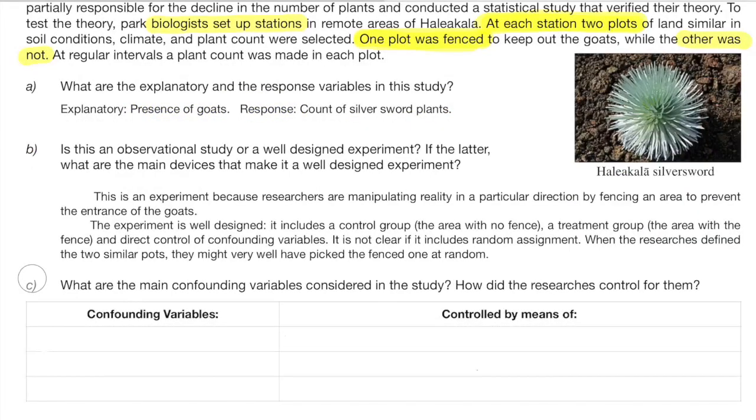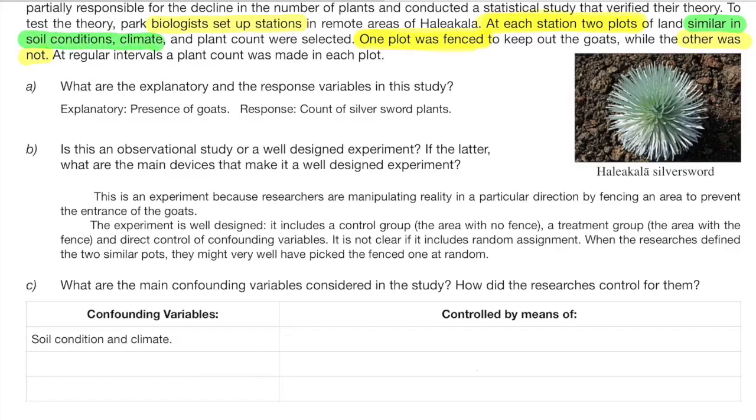Letter C. What are the main confounding variables considered in the study? How did the researchers control for them? This is a nice question. I answer it with the help of this table. The confounding variables that the students see easily are soil condition and climate. How did the researchers control for them? Selecting plots of land with similar soil condition and climate.